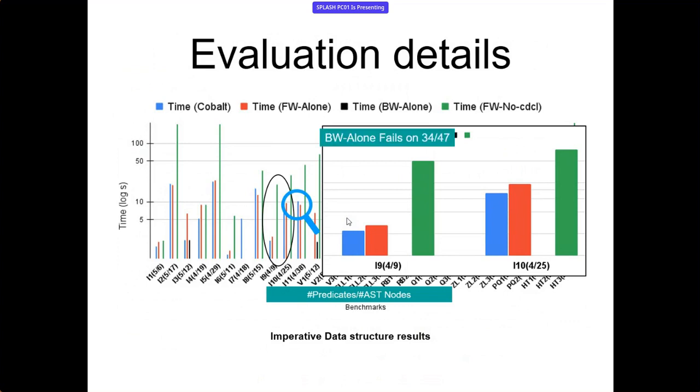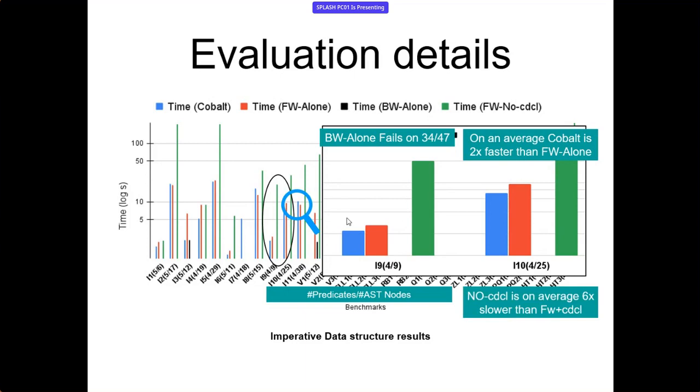And so there are some things to notice here. The backward black bar is missing, which signifies that the backward alone is not able to synthesize the solution for both of these. In total, the backward alone fails on 34 out of 47 benchmarks. Another thing to note is that the blue bar is smaller than the red bar. On average, Cobalt, the blue bar, is 2 times faster than the forward alone approach.